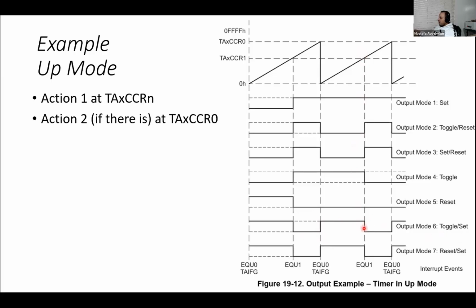Then toggle here from 1 to 0, then set. Finally, reset set. You reset upon reaching CCR1 and set upon reaching CCR0. So if we assume the previous value was 1, then it will reset here. Then it will set here because the value reaches CCR0.